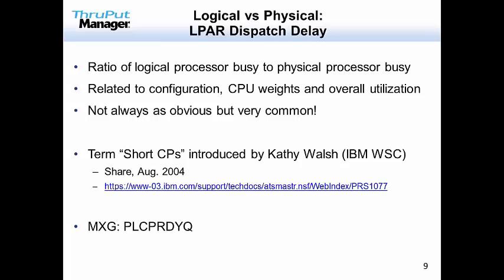This was even prior to HiperDispatch, another thing we'll talk about. But this could really apply to any application. Also, just point out the variable at the bottom. I know a lot of you are MXG users, this is something that Barry has created for us, just a variable to tell you what that delay percentage is. So let's see what it looks like.